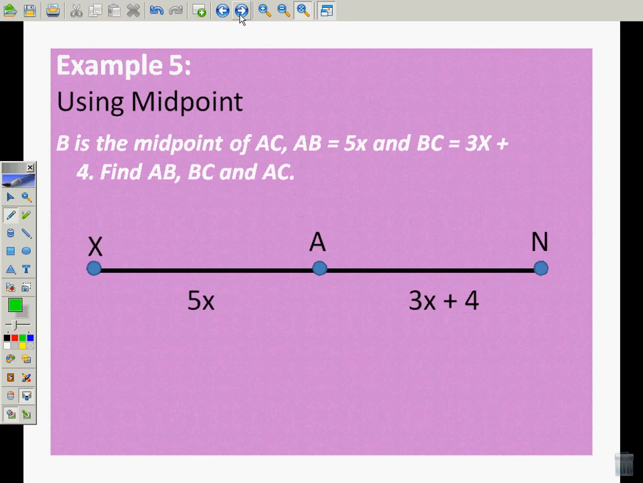Now, A is the midpoint of XN. Sorry, this should be XN. A is the midpoint of XN. Okay? So what we're saying is, here we go, right here. Okay? So here's what's happening. We're saying that 5x is equal to 3x plus 4. Because what's happening is, if it's the midpoint, then the 2 halves are the same. So I'm going to solve for x.